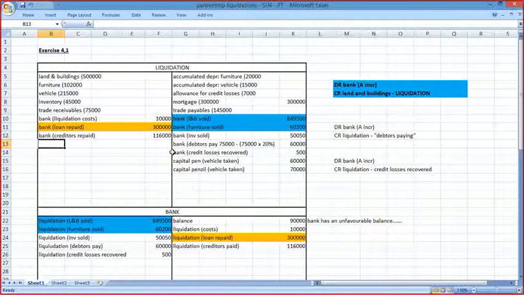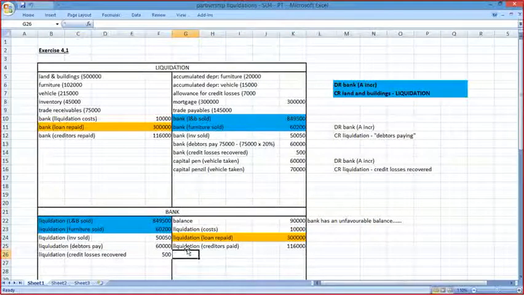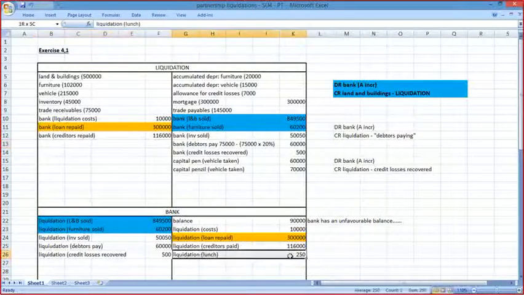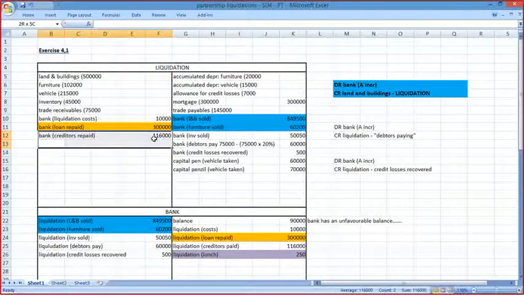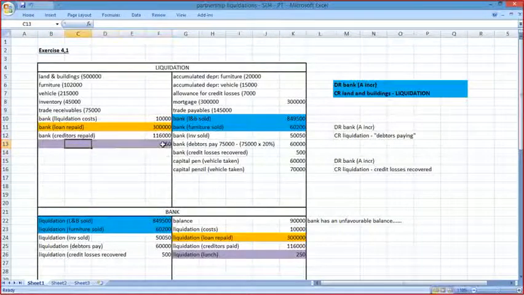Okay, so what are you going to do to the partnership's bank account? You're going to debit it. No, if you debit the account, you're increasing the bank. You're going to credit it. Okay, so liquidation, bracket, the lunch, 250. So you're reducing the bank, and there's no expense account. So if there's no expense account, we need to show that in liquidation. Good. Next. That's it. Okay, great. So bank, this was the lunch.